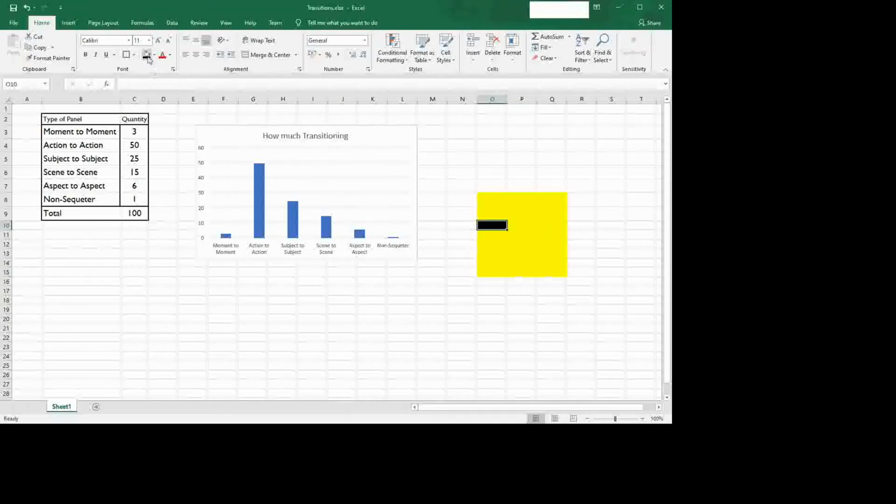It's just a template. Obviously, if your story is more about travelling, then you will have more scene to scene and aspect to aspect transitions than action to action, for example. Or if you're doing a really sort of bullet time, time-lapse fighting or action comic, then you're going to have more moment to moment and action to action frames in there as well. There's hardly any moment to moment transitions in a comic.